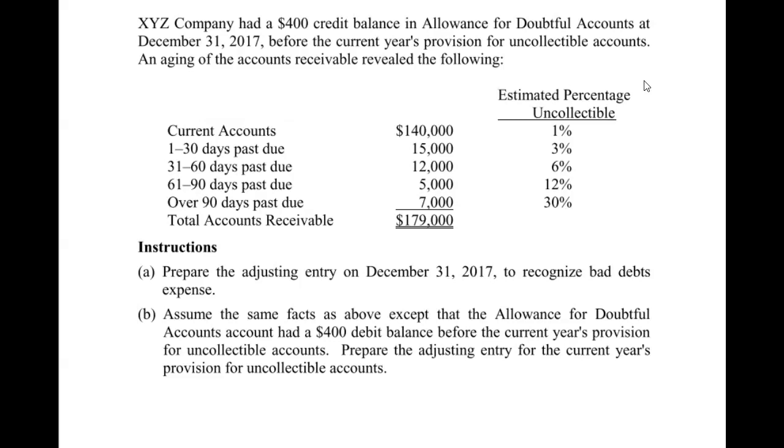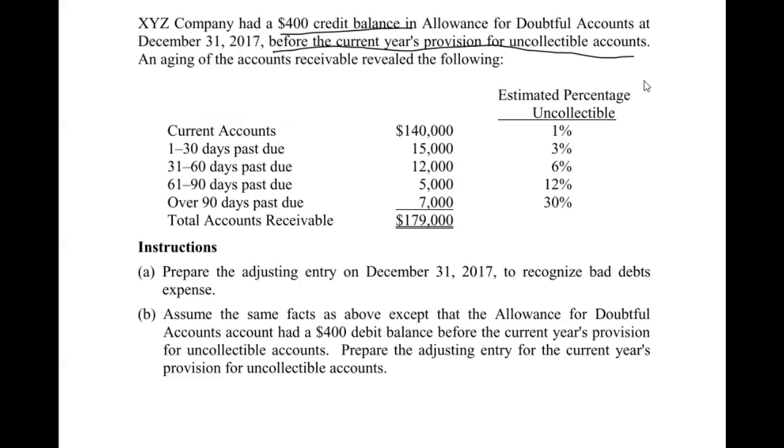All right, so we've got a company here, and remember what I pointed out at the end of the last video. I said a common mistake is people forget that they had the beginning balance. So notice this one says the company had a $400 credit balance in the allowance for doubtful accounts at December 31st before the current year's adjusting entry. That means the balance that's already there is 400, so we need to make sure we account for that. Don't forget that when we do our journal entry.